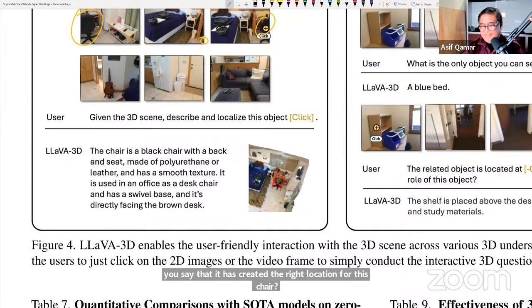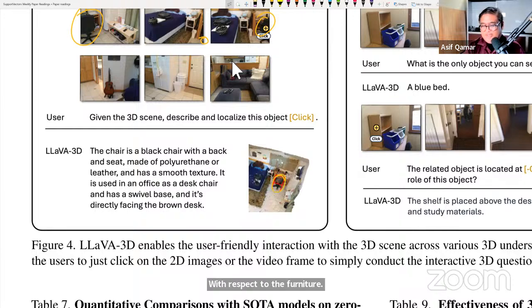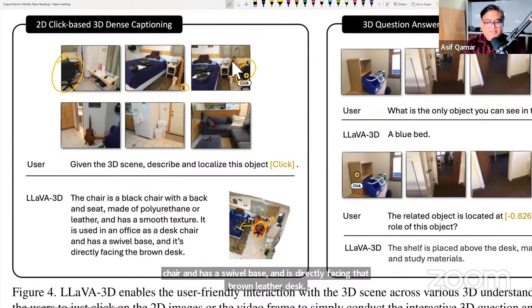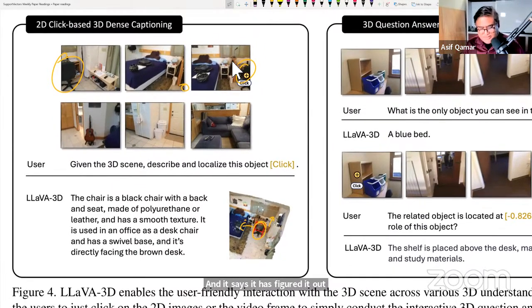Look at this. It has contextualized this chair with respect to the bed, with respect to the table, and so forth. It says it is used in an office as a desk chair and has a swivel base and is directly facing the brown desk. It figured out that there is a brown desk, facing the brown desk, I suppose. Wood is brown.